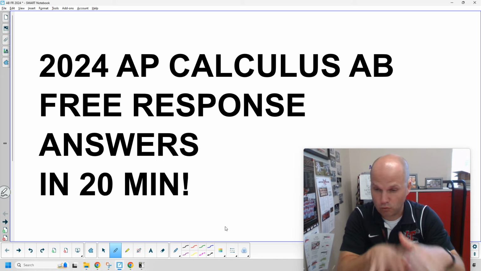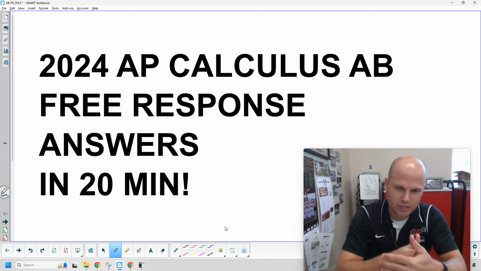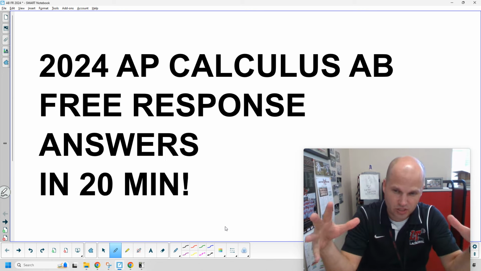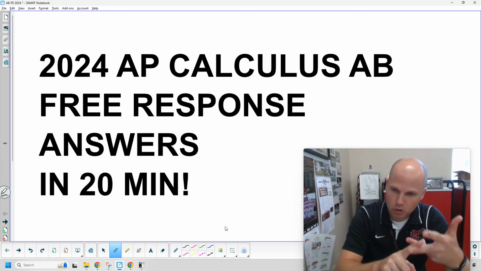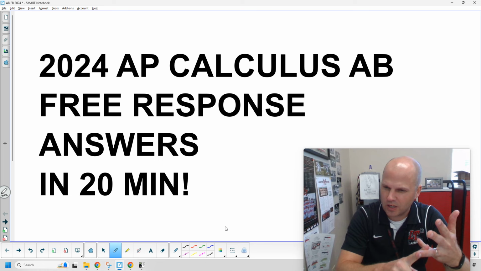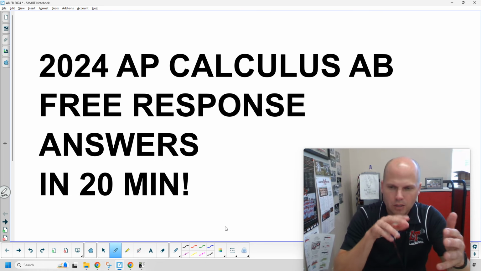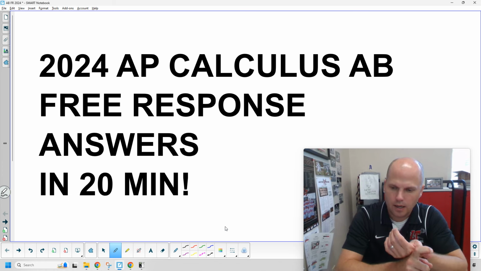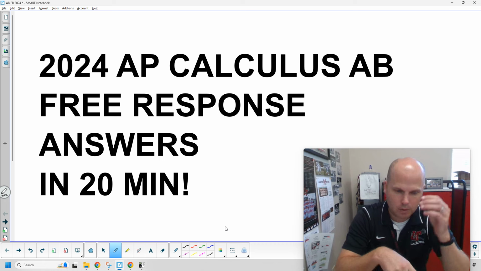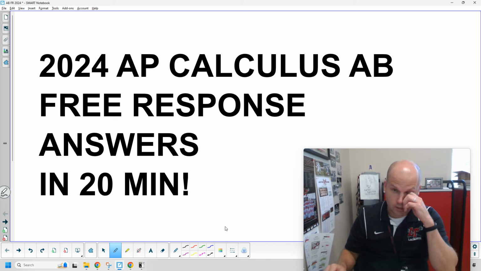There was actually no rate in, rate out problem. The first question, the table problem, was actually a position problem. We'll go over that. But everything else that we expected happened: a motion problem, a function analysis, though it looked a little bit different, a differential equation, an area volume problem, and an implicit derivative question. So all of that stuff we should have been ready for.